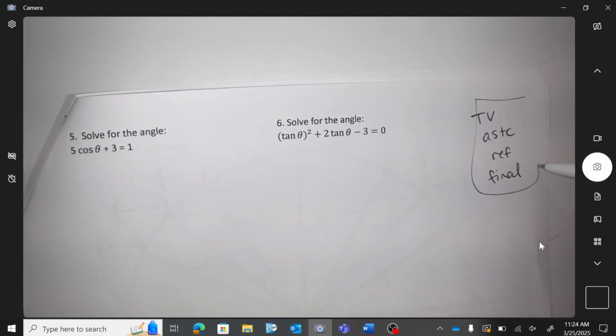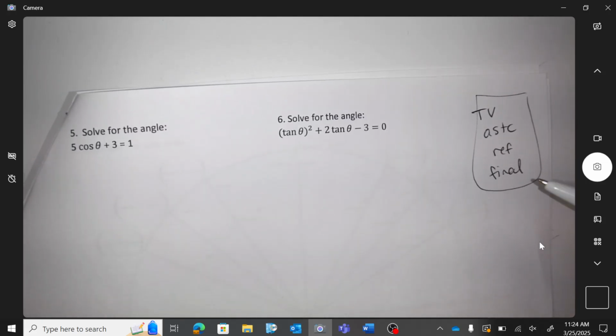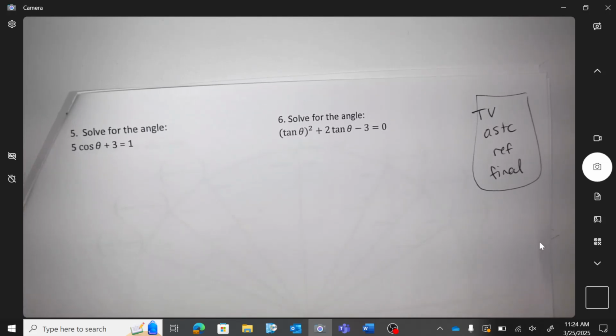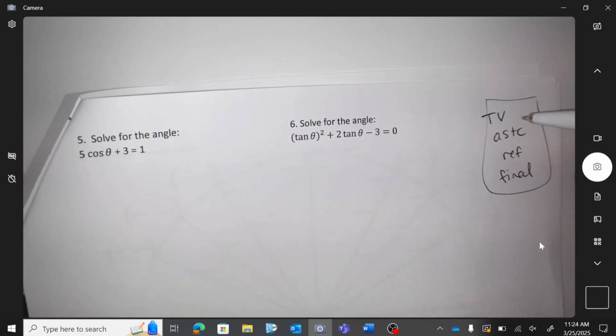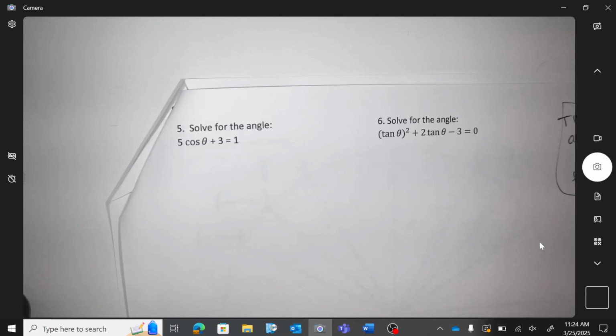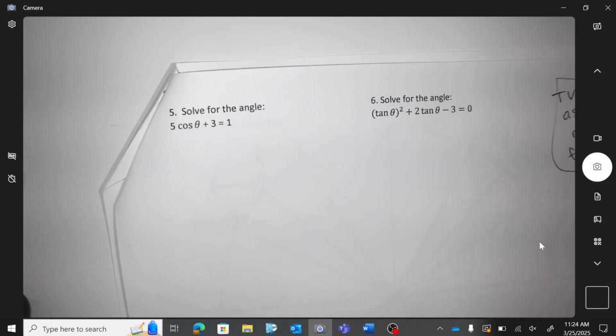Okay, there's my 4 things: trig value, ASTC, reference, final. Okay, so this trig value stuff is everything from last unit. Okay, so tell me your algebraic strategy when you look at question 5.